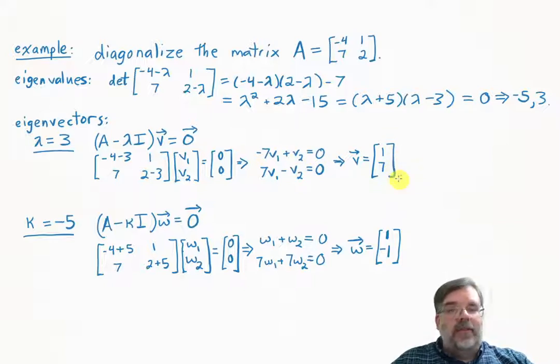So there's your eigenvector. Same process for lambda equals -5. In this case, you're subtracting -5 from these entries, so that turns into a +5. Multiply that by that vector, change that back into a system of equations, and this is particularly nice, because w1 plus w2 equals 0. Well, I'll just pick 1 and -1 for those values, and that's the eigenvector.